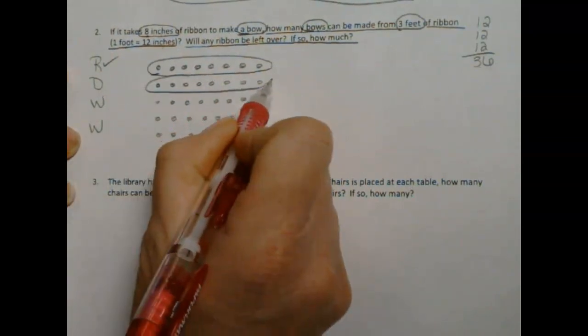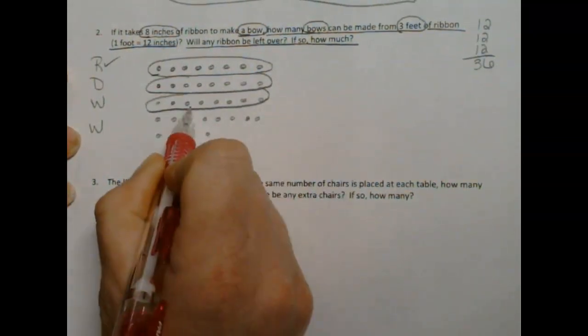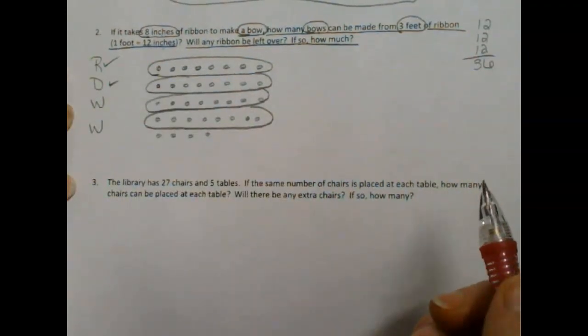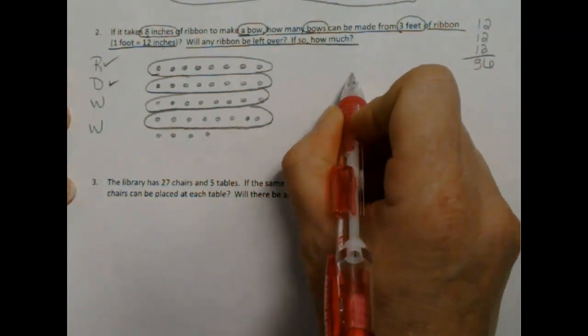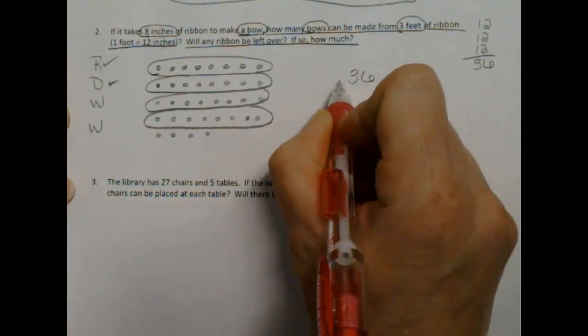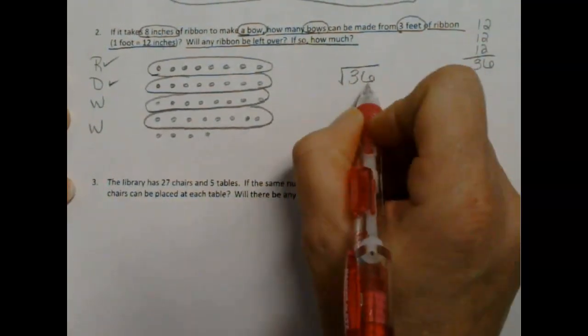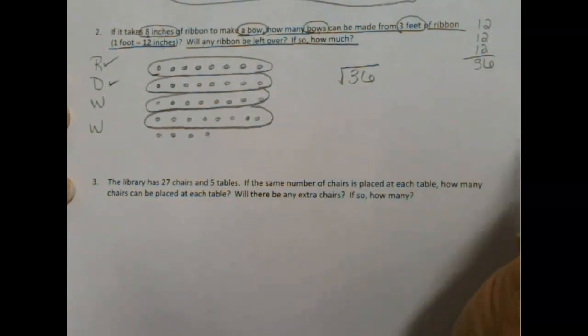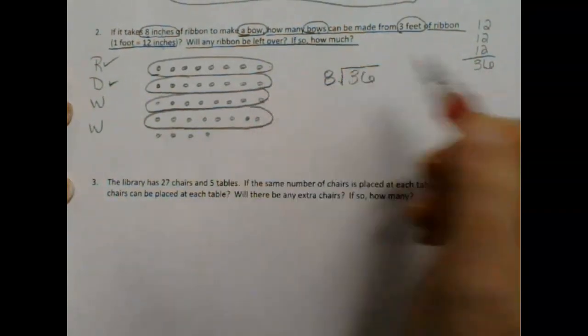So how many bows did I make? There's 1 bow. There's 2 bows. There's 3 bows. There's 4 bows. So I've drawn my problem. Now I'm going to write my division statement. So my division statement is going to be 36 divided by, remember my 36 goes inside my bracket because it's my dividend, okay? And I'm dividing that 36 by 8 because that's how many inches it takes for 1 bow. Well, here I have 1, 2, 3, 4. So I have 4 bows.